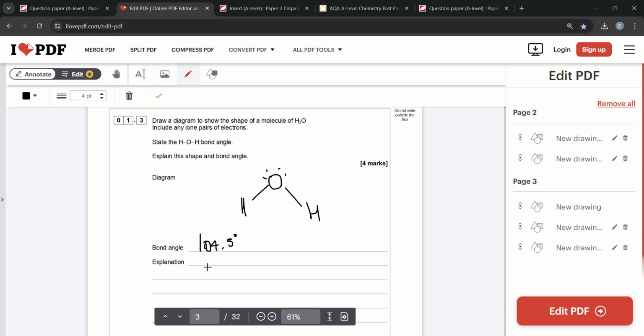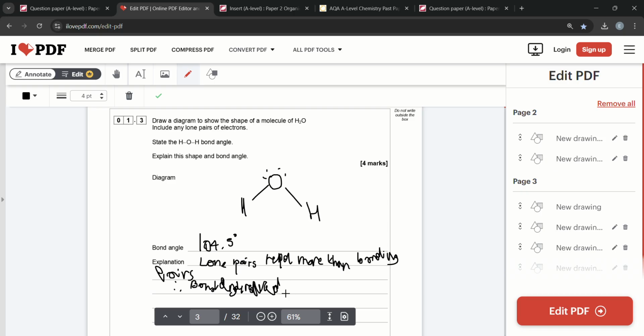Explain the shape and bond angle. Well, lone pairs repel more than bonding pairs. Therefore, the bond angle is reduced. Originally it would probably be 109.5 degrees, so it's reduced to less than 109.5 degrees, and 4 marks for that.